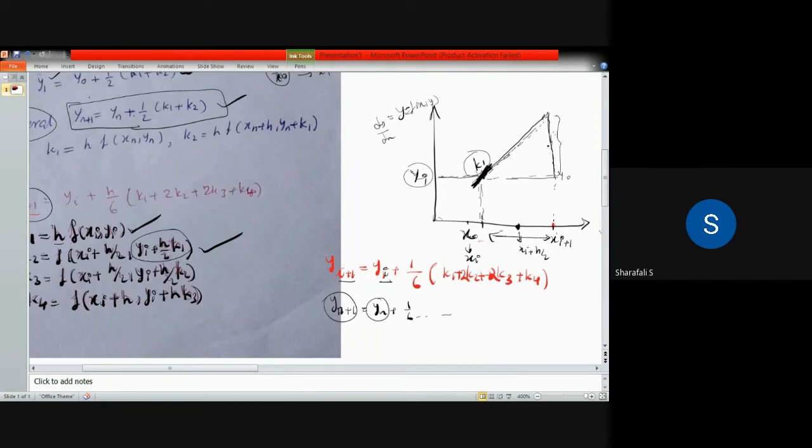So that is h by 2 we have to consider. It will be the middle of this one, so the slope will be this one. This particular term will be giving you h by 2 times k1. So that is with yi. So y0 is this one, you can consider it as yi. So yi plus h by 2 k1, that is this term.